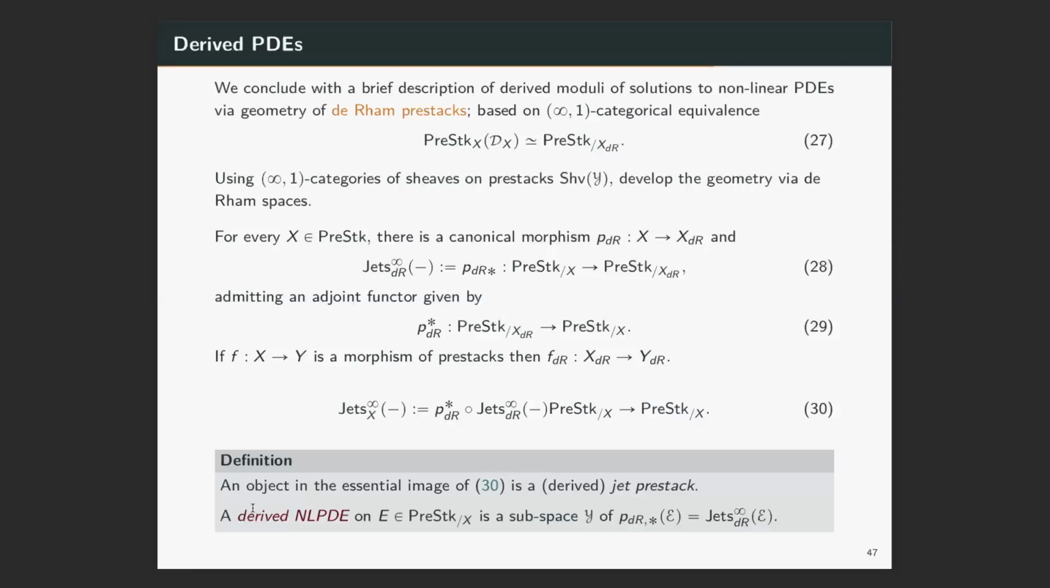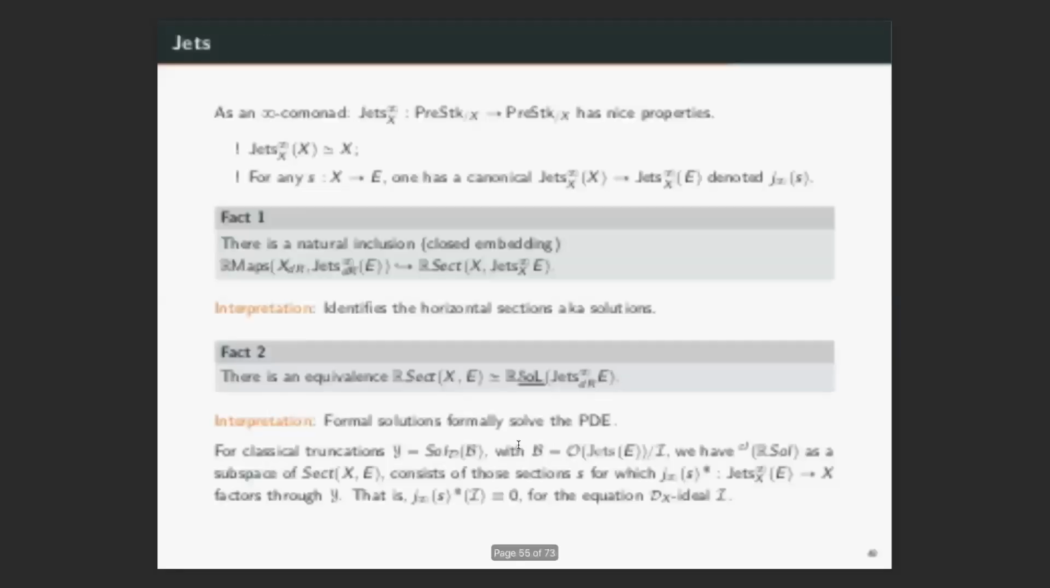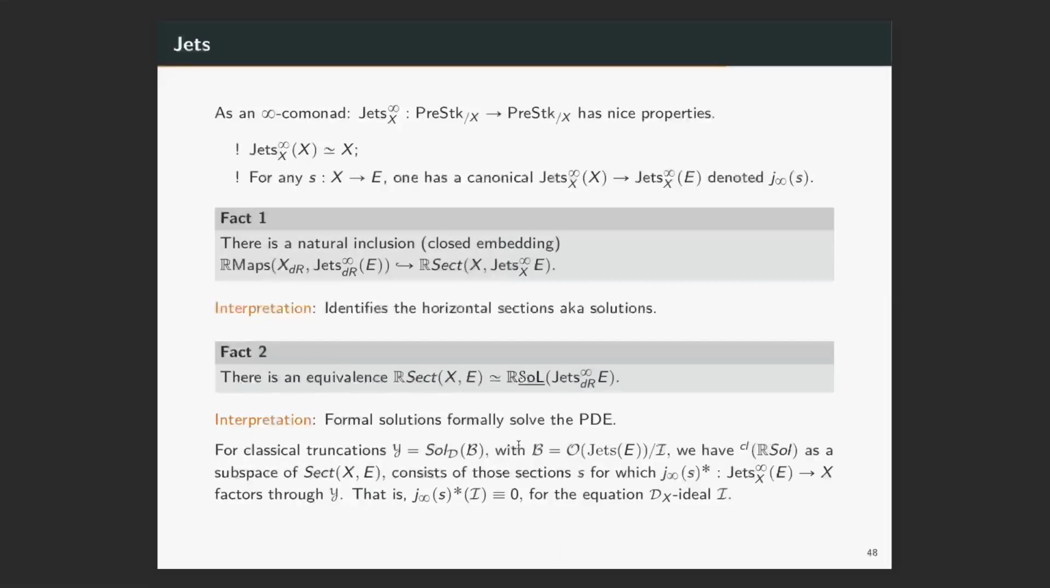And what can be declared as a derived nonlinear PDE on E. So sections, this is what I meant before when I said sections, this is just some pre-stack object with a map to the base. It's some subspace. Okay, be careful in the derived world what you mean by subspace, but it's unimportant for now. And so it's a subspace of this derived jet space.